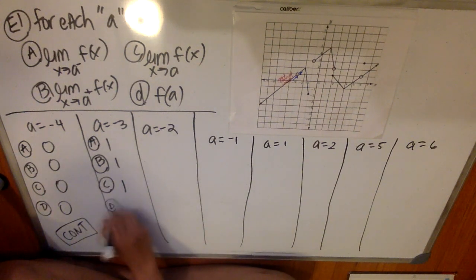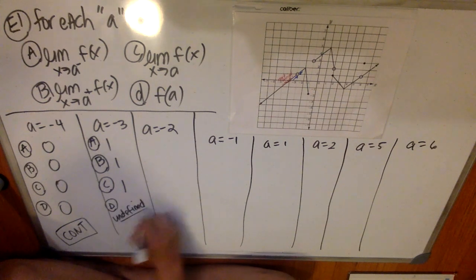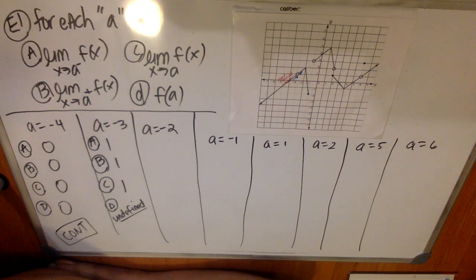But for D, we're going to write the word undefined. It's not "does not exist." It's undefined, meaning the graph is not defined at that moment. There is no output because there is no input at -3, okay? All right, I'm going to switch back to red for -2.